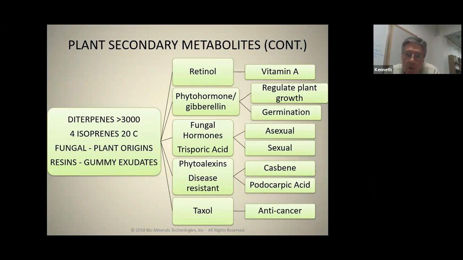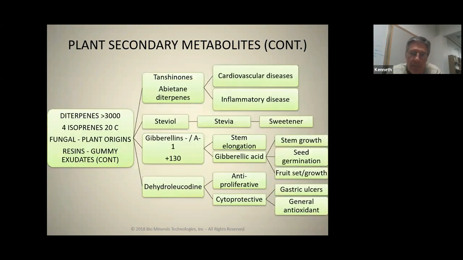Our phytohormone gibberellin, which regulates plant growth and germination. This is a diterpene. All right. Let's keep going on down through here. If any of you guys have tried stevia, this is a plant sweetener. It is a diterpene. Okay, your gibberellins, your gibberellic acid, stem elongation, stem growth, seed germination, fruit set and growth. This is all going on inside your plant. This is where they're found. This is where they're formed.